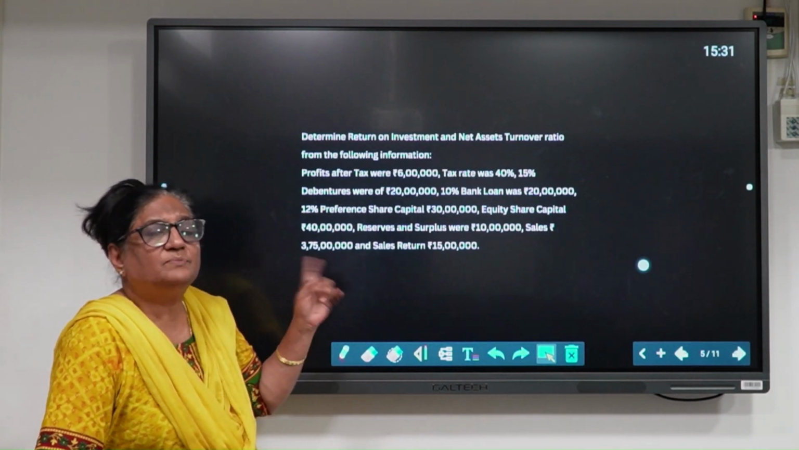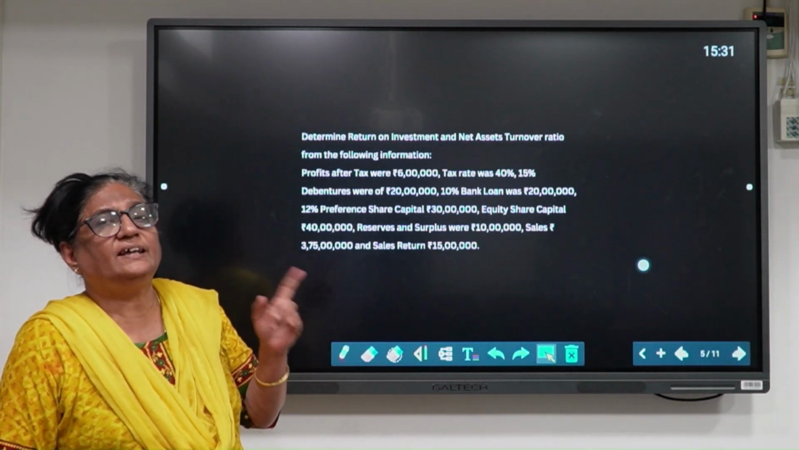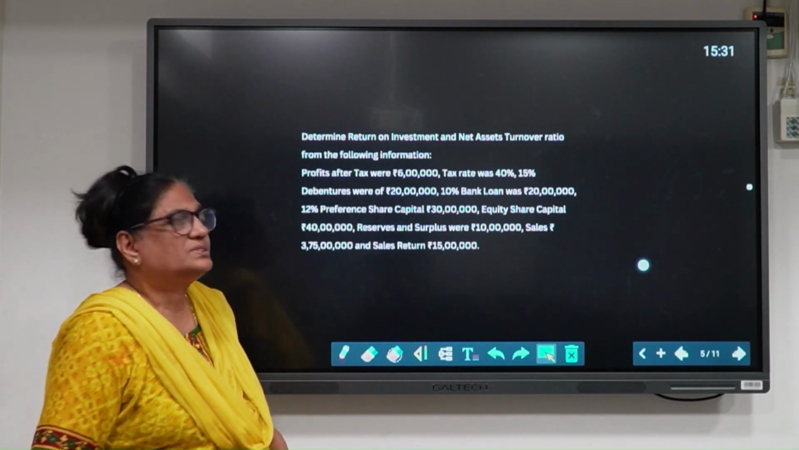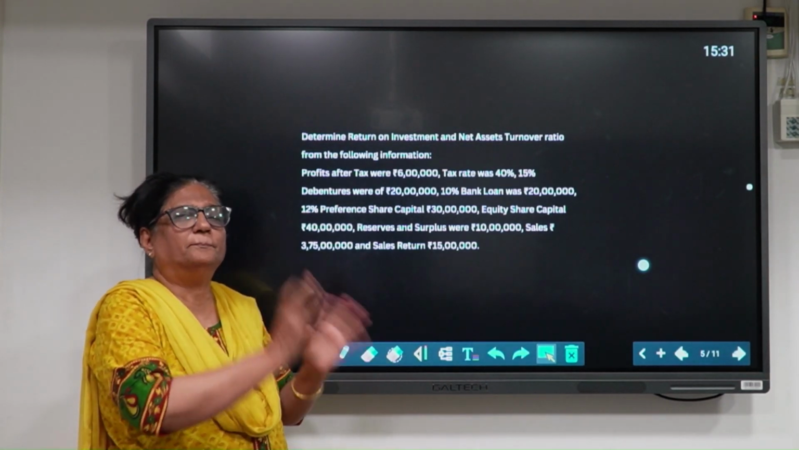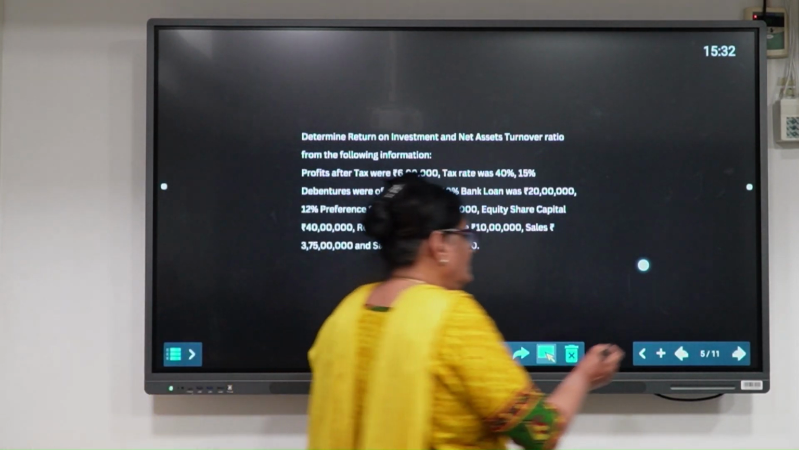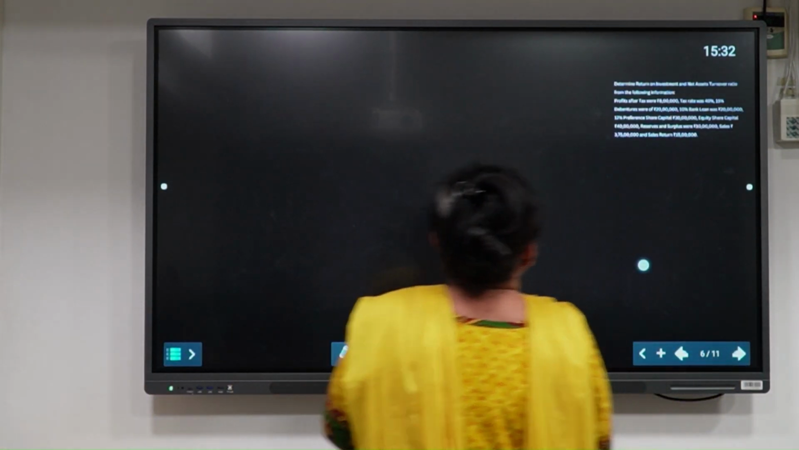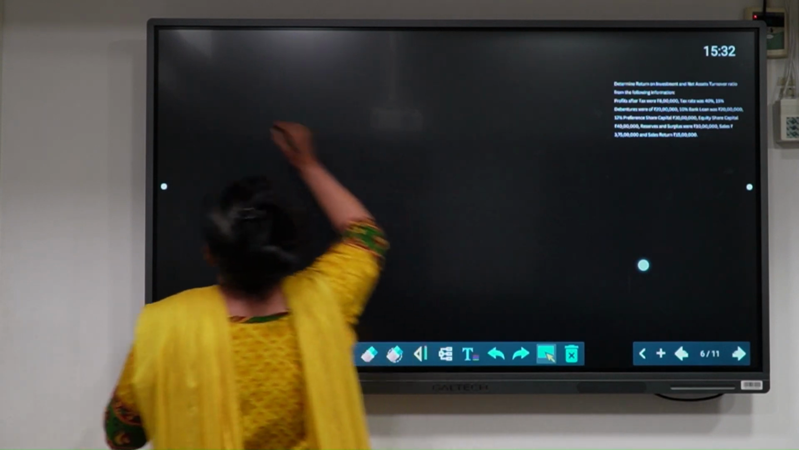Yes, this problem is very much important for ISC and CBSE. Simply, they will ask for the ratios. Now let us work out what they have asked. First and foremost, they are asking for return on investment.